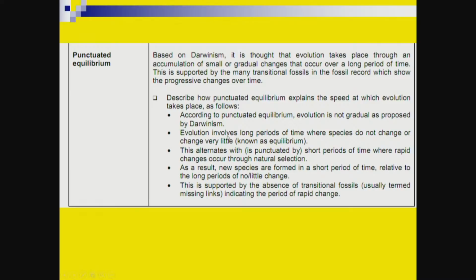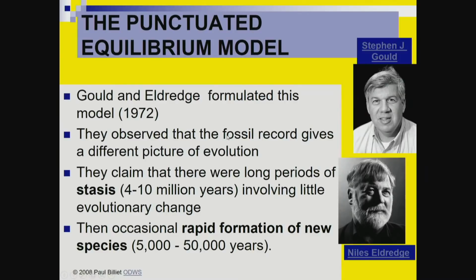That is punctuated equilibrium. And the two persons responsible for the formulation of this model were Gould and Eldredge. Learners must be able to identify the names, not the persons, but they have to identify that Gould and Eldredge were the ones that formulated the punctuated equilibrium model.